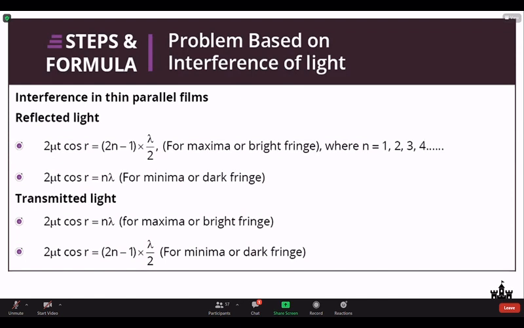Sir, for the reflected light, the first one, it should be 2n plus or minus 1, no? Plus or minus 1, yes. They have given just minus 1, but you can choose either.